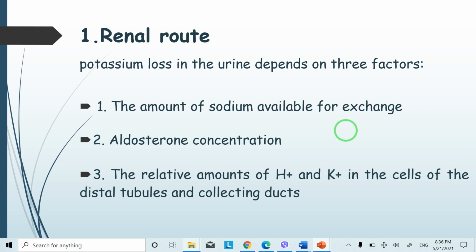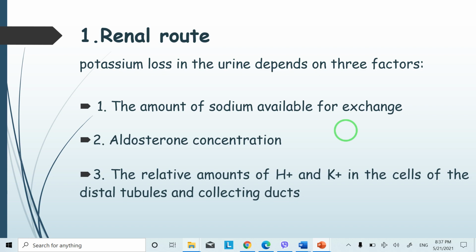Another factor is the aldosterone concentration, because this hormone will exchange sodium for potassium. So it favors the reabsorption of sodium and the excretion of potassium in the urine. And also, aldosterone, by its action, will reabsorb sodium in exchange either for hydrogen or potassium. So the relative amount of hydrogen and potassium in the collecting duct and distal tubular cells will determine which one will be secreted in exchange for sodium.